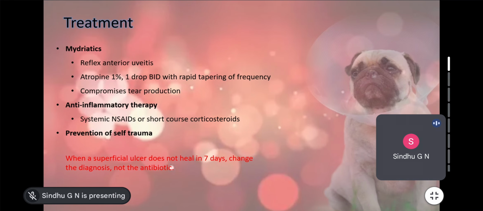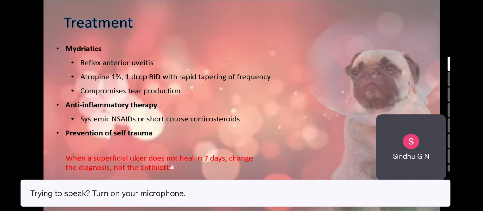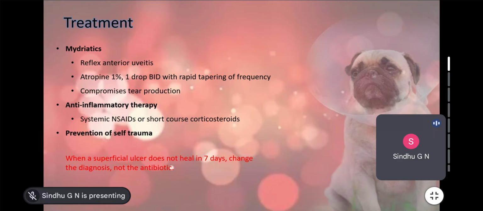Coming to the treatment, mydriatics or pupillary dilating agents can help in reducing the pain caused by repeated iris movement or reflex anterior uveitis. The most common one is atropine 1%. That will reduce the iris spasms and the subsequent pain. But the only drawback with the use of mydriatic atropine is that it compromises tear production. Then we can think about anti-inflammatory therapy, only systemically and not topically, and prevention of self-trauma by use of an Elizabethan collar.